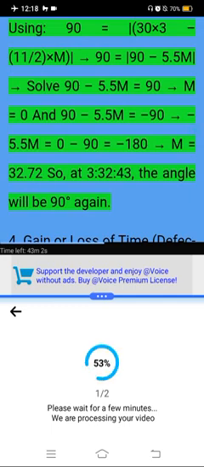Using 90 = |30 × 3 − (11/2) × m|, so 90 = |90 − 5.5m|. Solve 90 − 5.5m = 90, giving m = 0, and 90 − 5.5m = −90, giving −5.5m = −180, so m = 32.72. So, at 3 hours 32 minutes and 43 seconds, the angle will be 90 degrees again.